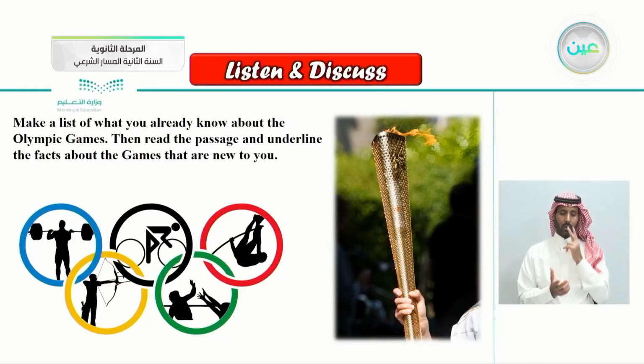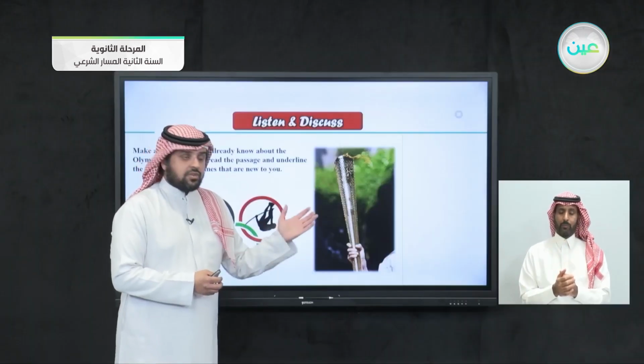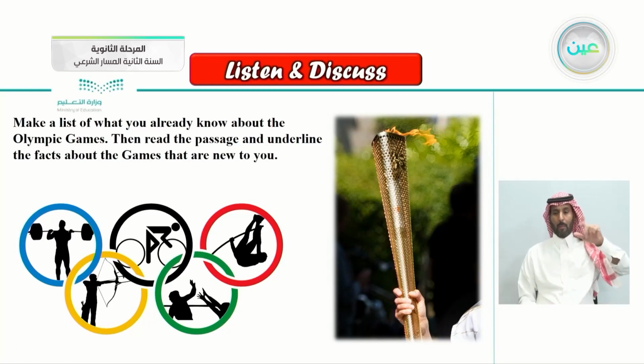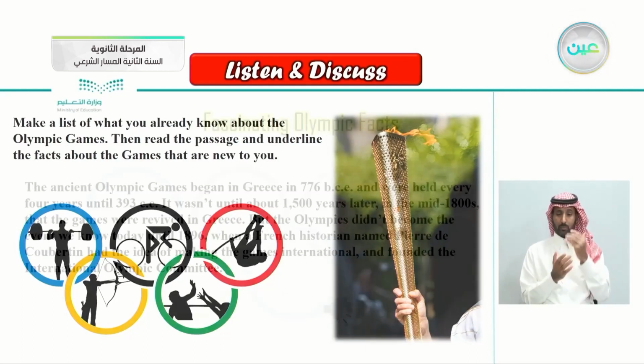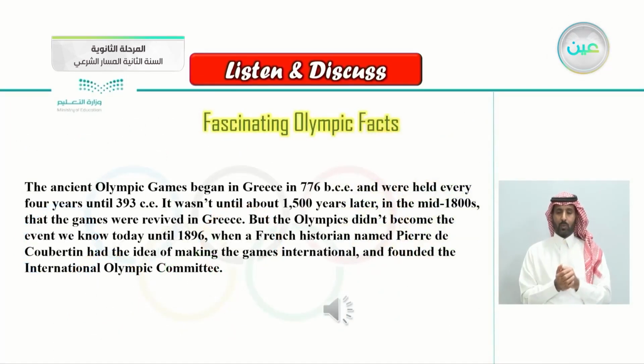As you can see here in this picture, this is the Olympic torch. That's correct. They call it the Olympic torch. As you can see, the fire here, this is the torch that they carry for the Olympics. So we'll be listening to an article here about the Olympics. Let's listen to it, and later we'll be answering some questions about the article.